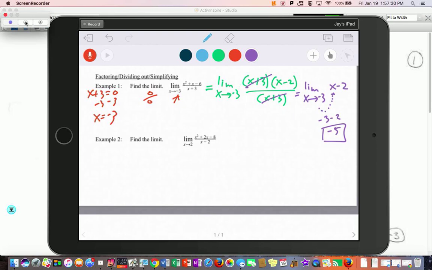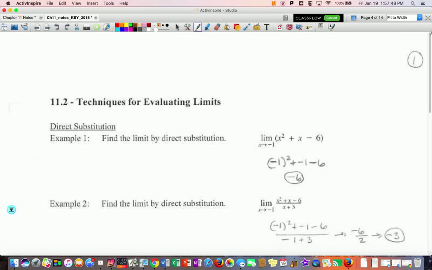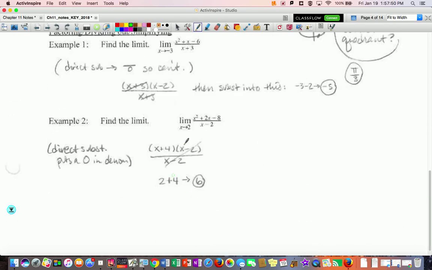Go ahead and try example number 2 on your own. Try to factor it out, because you'll notice if you put the 2 in there, it'll make this 0 and the top 0, and that doesn't mean there's no limit. So try the factoring. All right, so let's go over and look at these new techniques. If you factor the top, x plus 4, x minus 2, the x minus 2's will go away, and you're allowed to now plug the 2 in, so 2 plus 4 is 6. So hopefully you got a limit of 6.